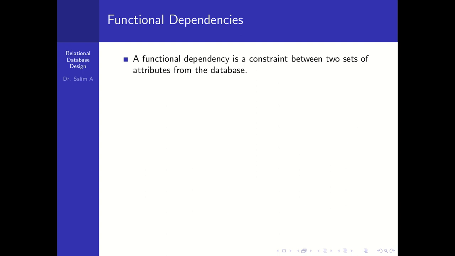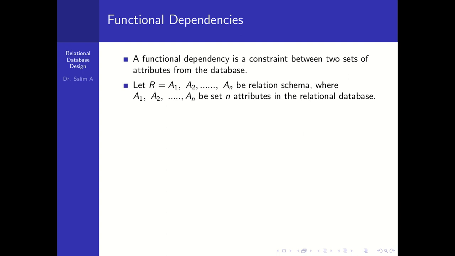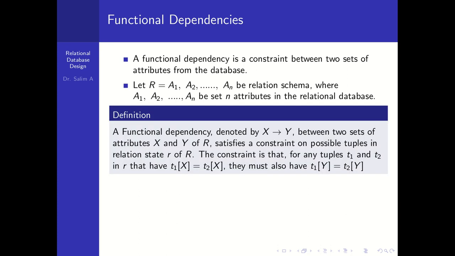Functional dependency is a constraint between two sets of attributes from the database. Let R be a schema with n attributes and a functional dependency denoted by X determines Y between two sets of attributes X and Y of R, where X and Y are subsets of attributes of R, satisfies a constraint on possible tuples in relation state R of R. The constraint is that for any tuples T1 and T2 in R that have T1[X] equal to T2[X], they must also have T1[Y] equal to T2[Y].